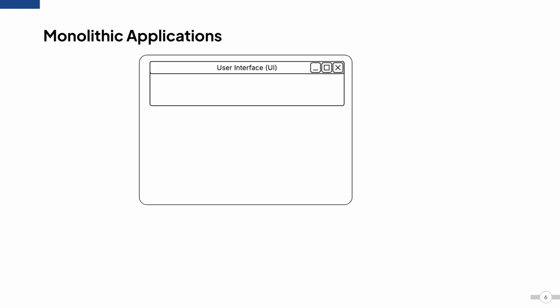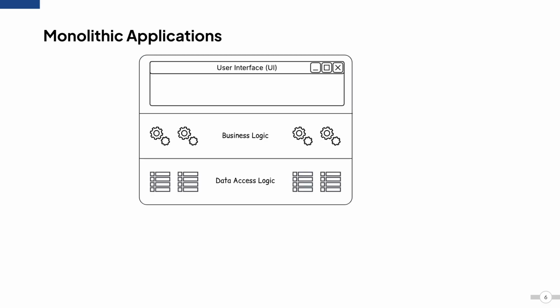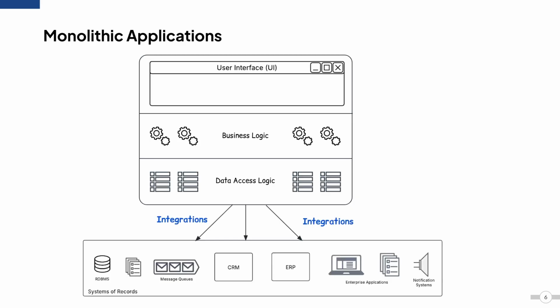So one of the earlier ways of creating applications was this thing called monolithic applications. Decades ago, enterprises used to build monolithic applications, and in such applications, usually there was a user interface, right? And these user interfaces use business logic in some form, and also it may have something called a data access logic, which may be connecting to systems of records, and that's where the integration happens.